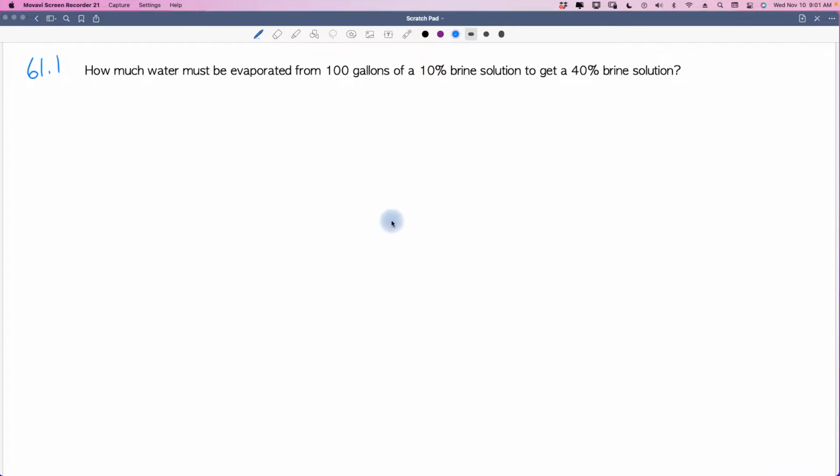All right, so our first problem says, how much water, so we're dealing with water, must be evaporated from 100 gallons of a 10% brine solution to get a 40% brine solution. So that's our important information. And we're evaporating, so some stuff is going to be leaving. We're going to have a subtraction problem. So let's set up.